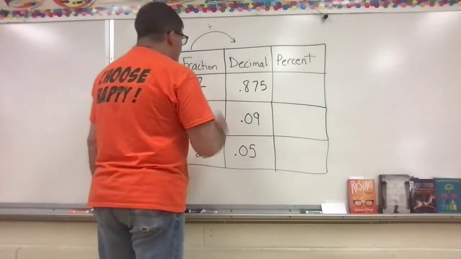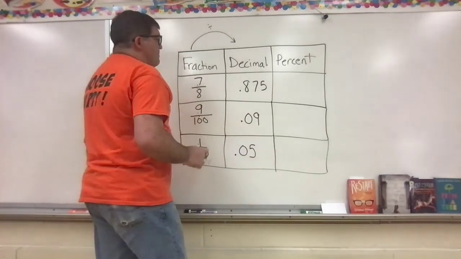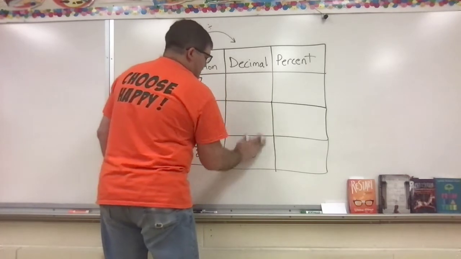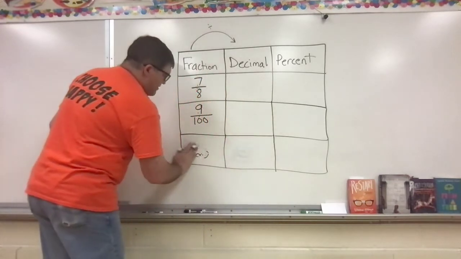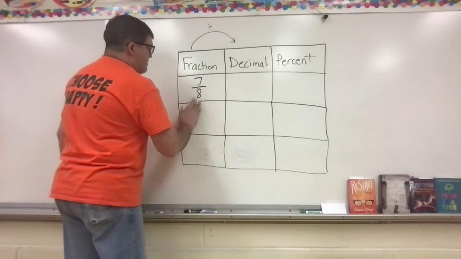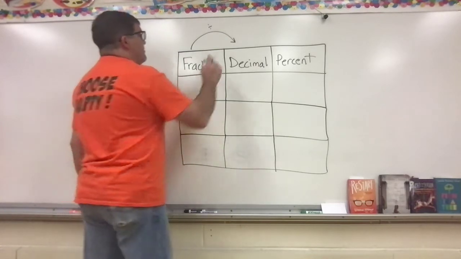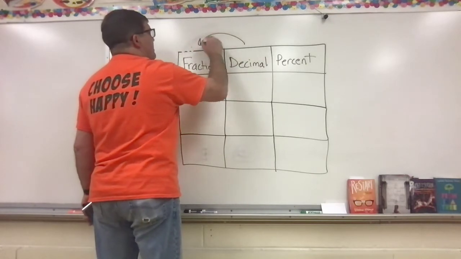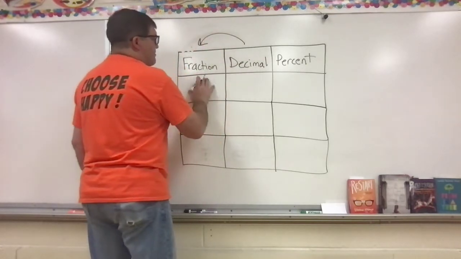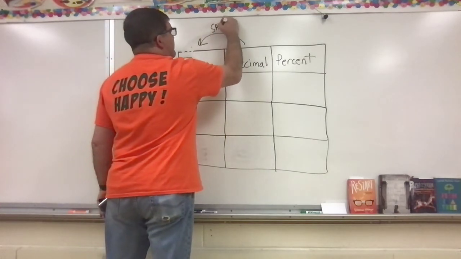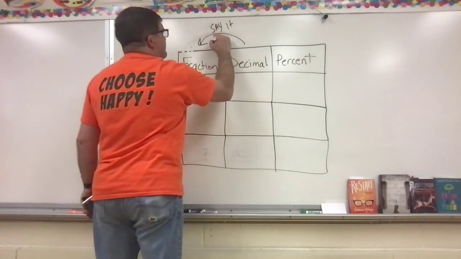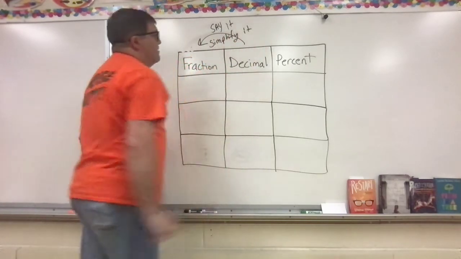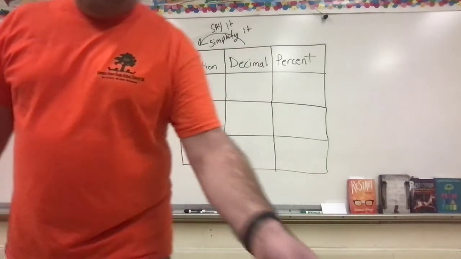Okay, now let's go. I'm going to erase these, and I'm going to put some decimals in. So now I'm going to go from here to here. And the way I go from a decimal to a fraction is I say it, and then I simplify it. Say it and simplify it.